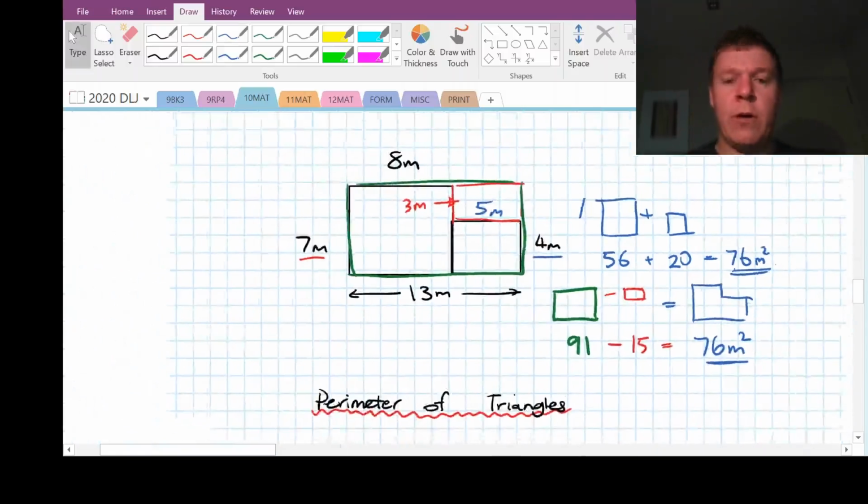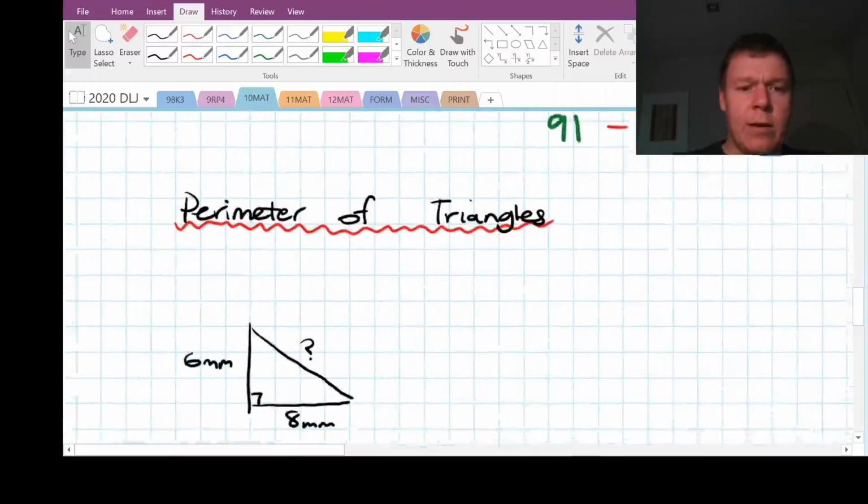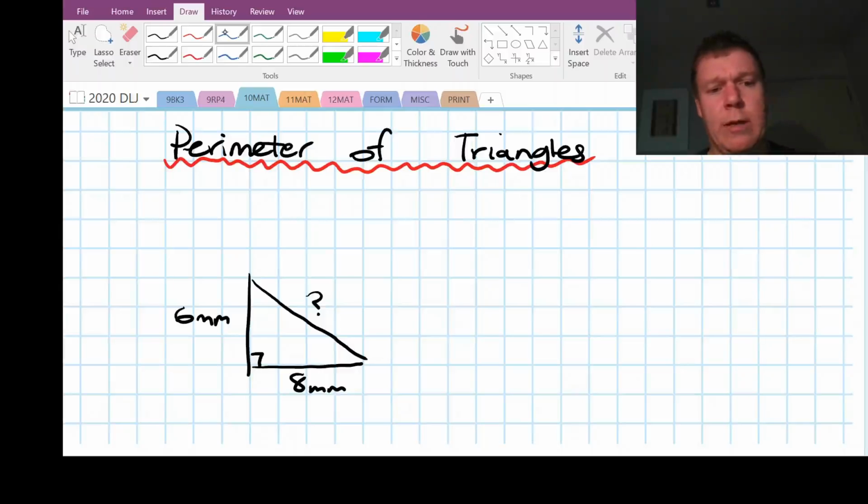Okay, moving on. We're ready for triangles. Now, perimeter of triangles. We've actually learnt how to do this already this year, but it may not be obvious upon first look. So we've got this triangle, 6 in height, 8 in length. How do we work out this remaining side?